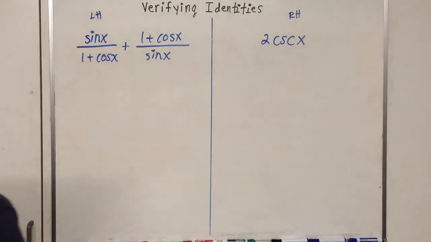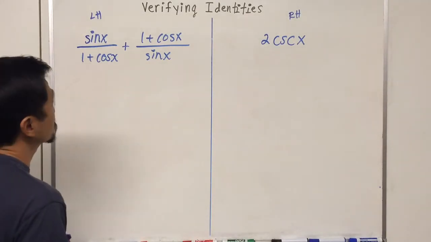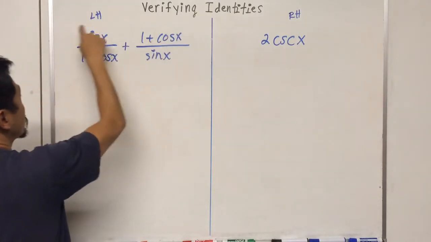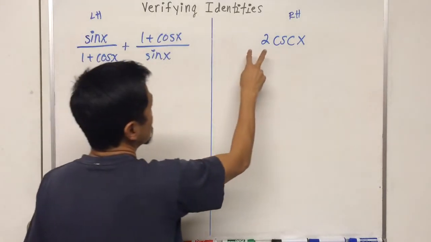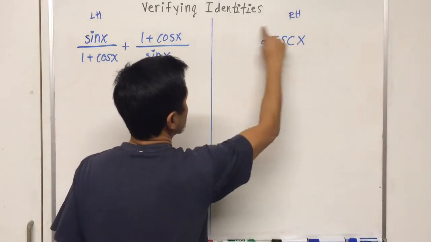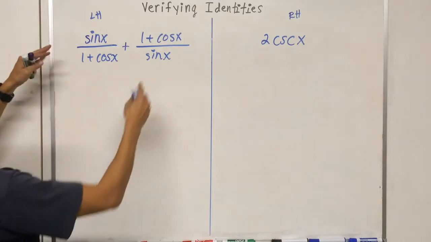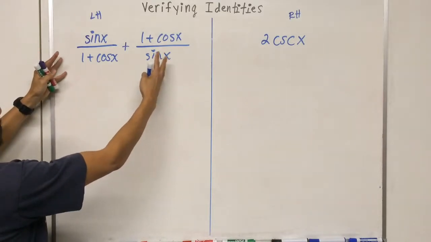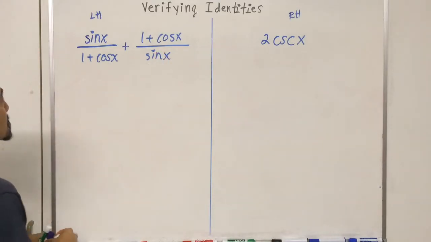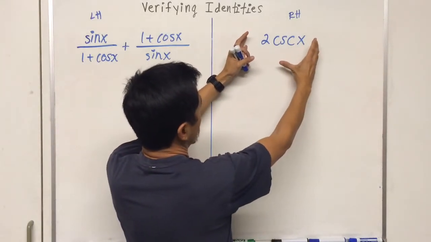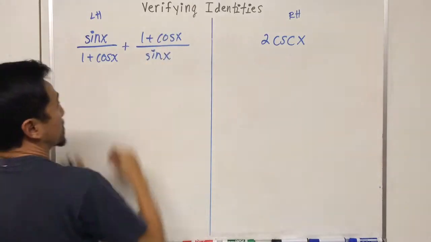Okay, so let's do one more example of verifying trigonometric identities. I'm trying to show that this big expression on the left is going to equal this expression on the right. All right, so I'm going to work with this more complicated expression. Remember the tip in class? It's harder to pick the simpler one and make it look like the complicated one.